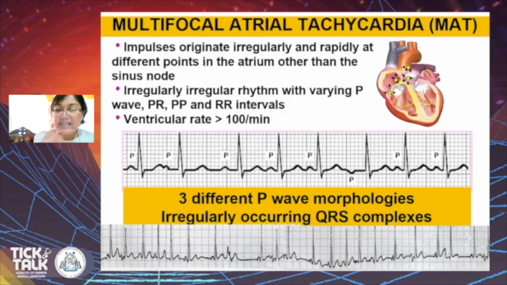So this is an irregular rhythm with varying P waves, varying PR intervals, of course, and the ventricular rate or the generated QRS complexes are also more than 100 beats per minute. So that's why it's very important that we get to discuss first what is normal.